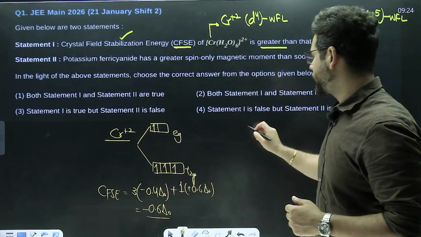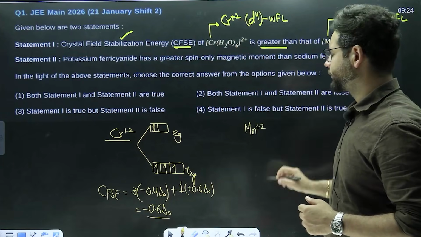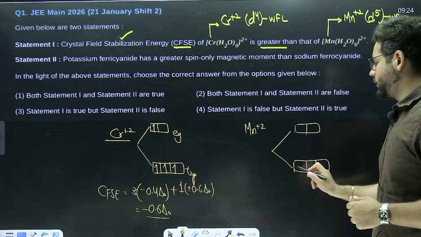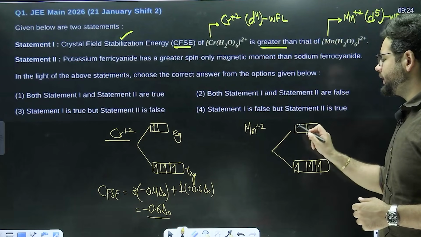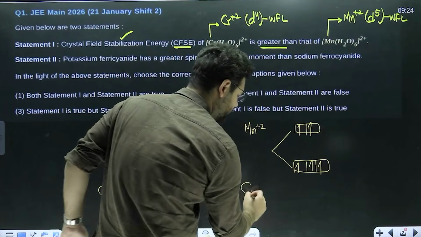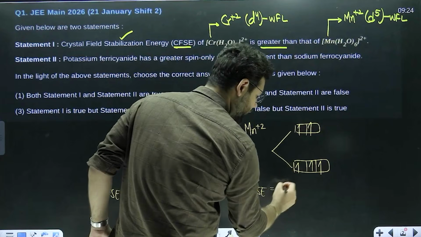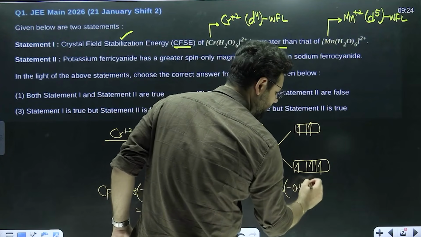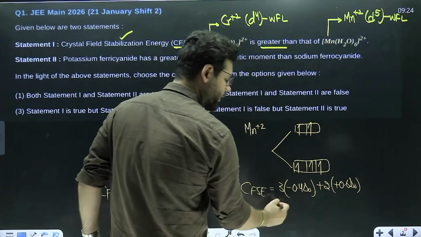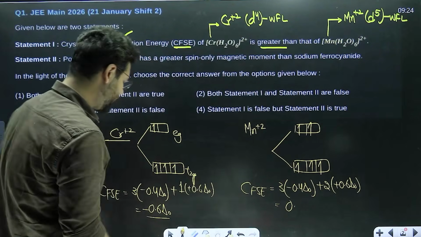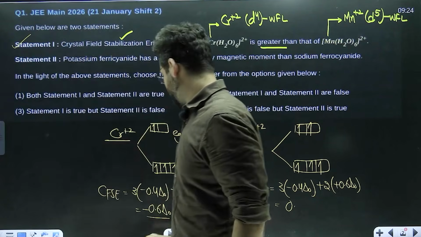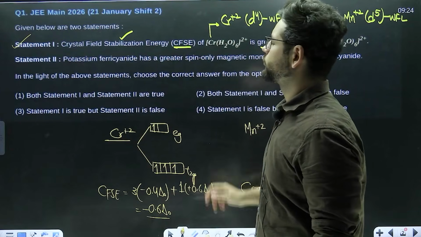For manganese plus 2, which is D5, we will fill it like T2G1, T2G2, T2G3, EG1, EG2. Like this. So as you can see, the CFSE here will come out to be 0. 3 of the electrons are sitting at a level of minus 0.4 delta and 2 electrons are sitting at a level of plus 0.6 delta. 1.2, 1.2 cancel out, becomes 0. So yes, this one has more CFSE. So the first statement is absolutely correct. CFSE of chromium 2 is more than manganese 2.